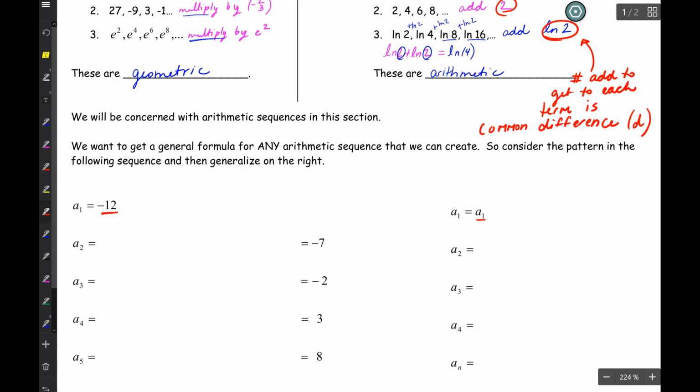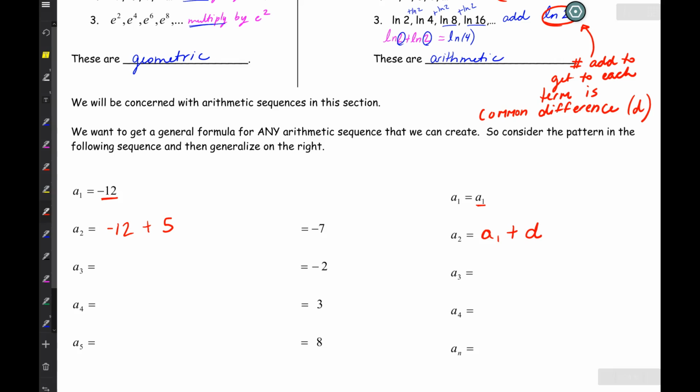But if it's negative 12 at the left, what would I have to add to that to get to negative 7? Add 5. Good. So I'm taking negative 12 and I'm adding 5 to it. So if I'm generalizing this off to the right, that means you're going to take the first term and add, what do we call that number, the number you're adding? Common difference. So we're going to add d, which is your common difference.